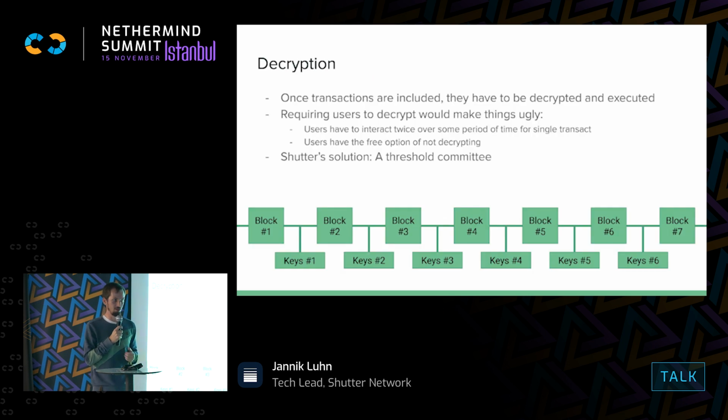Now, if the transaction is encrypted in the chain, it's not very helpful. At some point, we have to decrypt it in order to execute it. And there are multiple ways we could do this. The most natural would be to ask Alice to send an encryption key later.